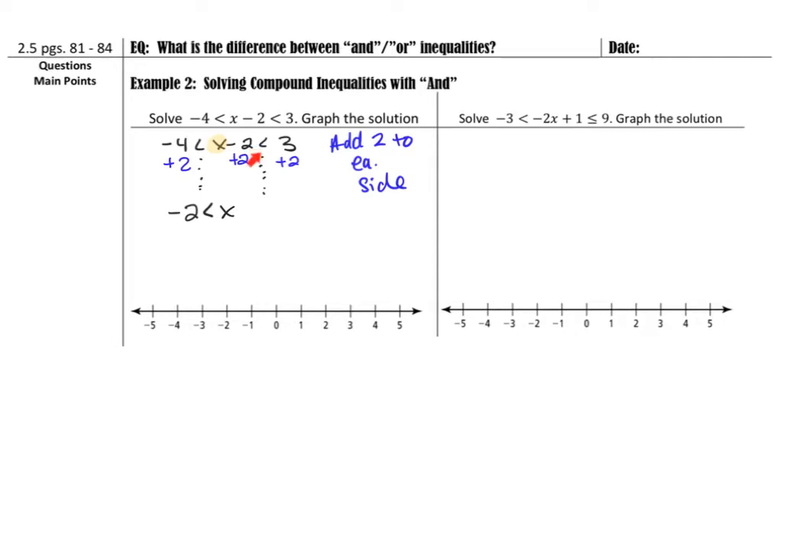Then we want to keep my sign, so I'm just going to bring my sign down. And then we're going to simplify 3 plus 2, and that's equal to 5. So this one was pretty easy. This represents your final answer.